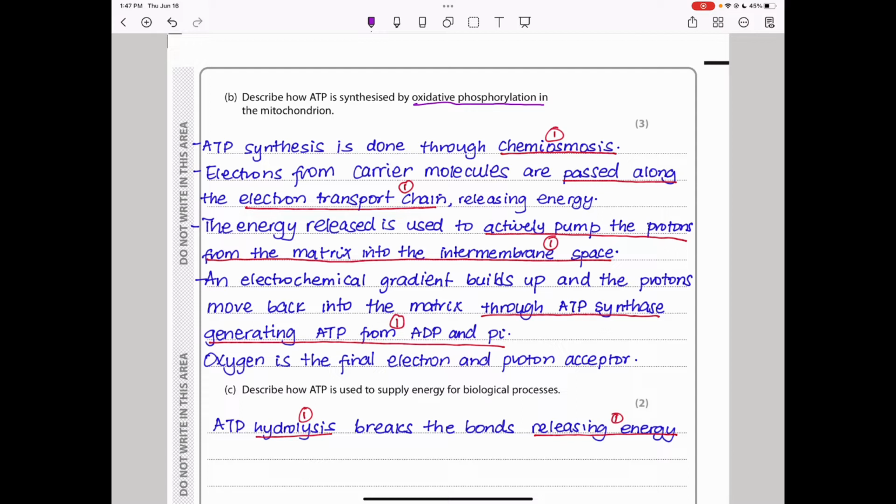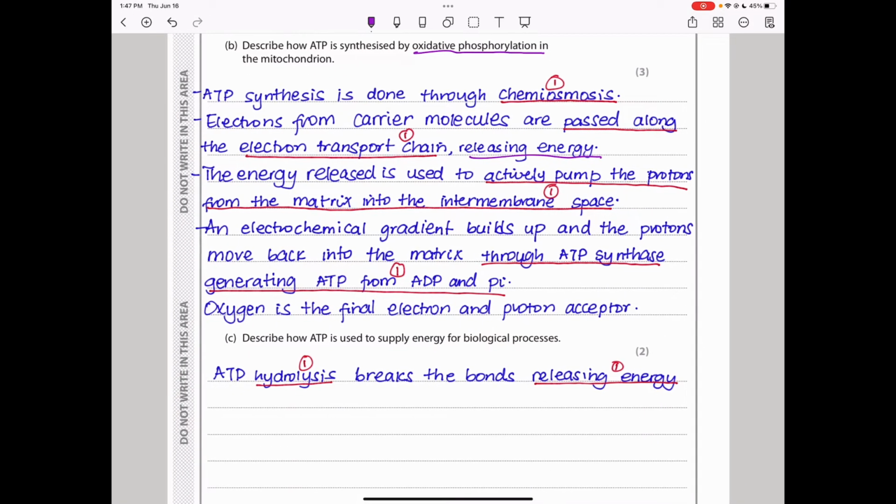As the electrons go through this electron transport chain, they release energy. This energy released will be used to actively pump protons from the matrix into the intermembrane space. And then an electrochemical gradient is going to build up due to the increase of the protons in the intermembrane space. Due to the increase in the proton gradient, the protons are going to move back into the matrix through the ATP synthase, and their movement causes the generation of ATP, as ADP is reacted with Pi to produce ATP. The final step is when oxygen accepts the last electron as well as the proton.